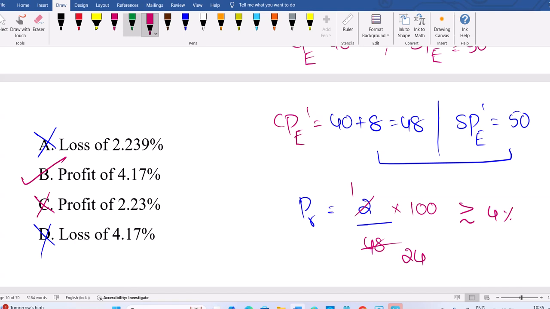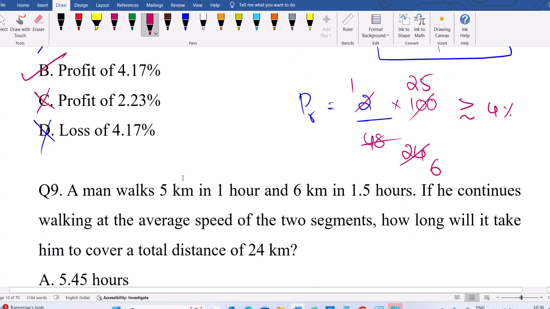Or else, cancel 4: 25 times, 4 times 6. It is still 4 times 24, so more than 4 is your answer. So close to 4% profit, only one option is available. First we have to decide profit, then which is the closest percentage. 4% is the closest among those.